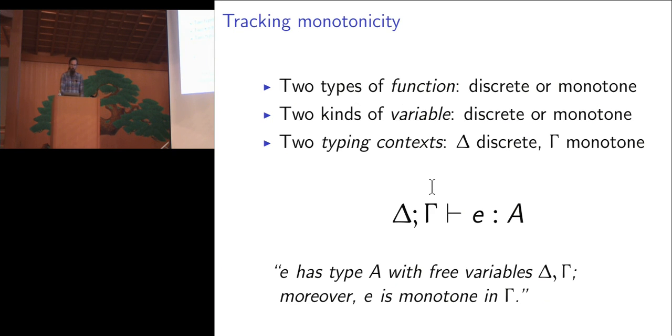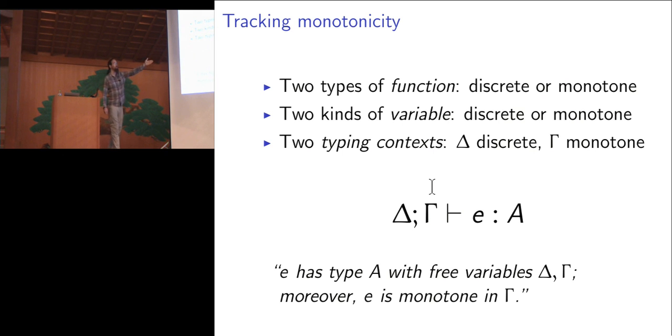All right. Now I'm going to talk about actually tracking monotonicity, the sort of heart of this talk. So we have a sort of dual vision, right? We have ordinary, what I'm going to call potentially non-monotone, discrete functions, and then we have monotone functions. Because we have two types of functions, we end up with two kinds of variables. A lambda for a discrete function introduces a discrete variable. A lambda for a monotone function introduces a monotone variable. And thus we have two typing contexts, delta for discrete variables, gamma for monotone variables.